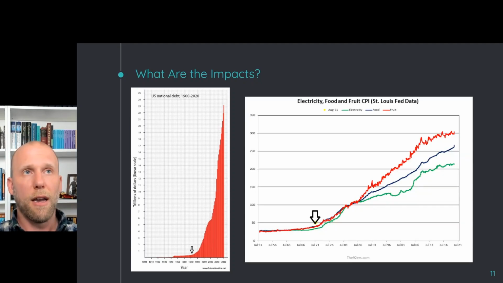This is the CPI. It's a measure of inflation. You can see in 1971, things really started to escalate. After that, the prices of goods started to go up. Why is that? It's because the government was printing money. There was more money chasing the same amount of goods, so everything becomes more expensive, which means the value of your savings is continuously going down.